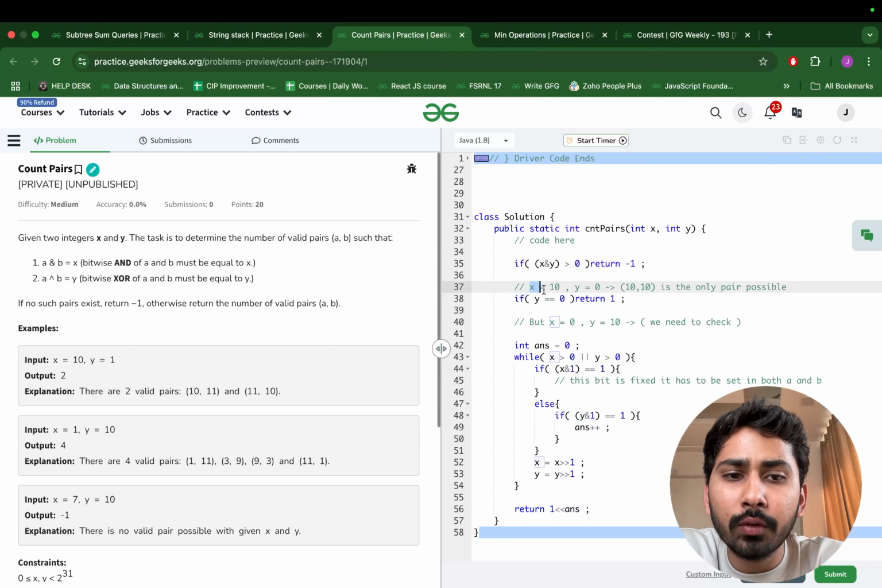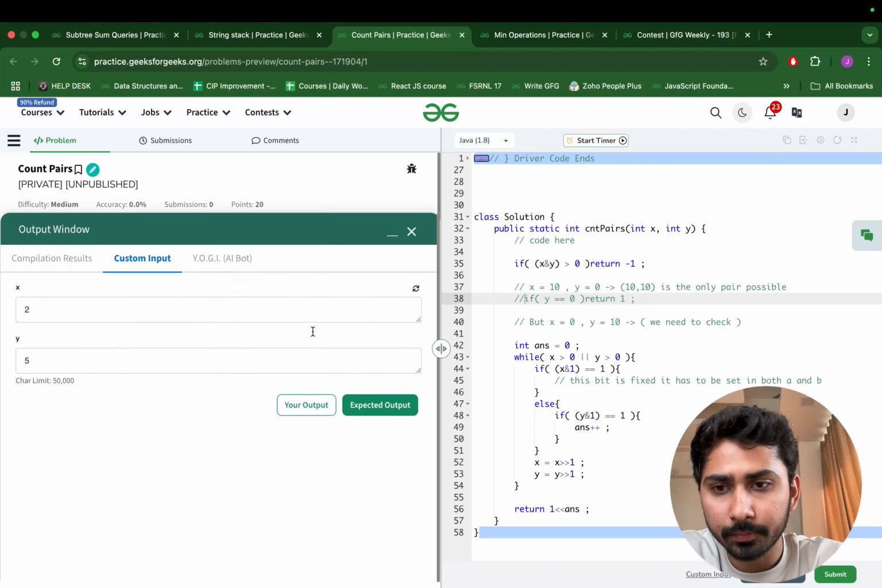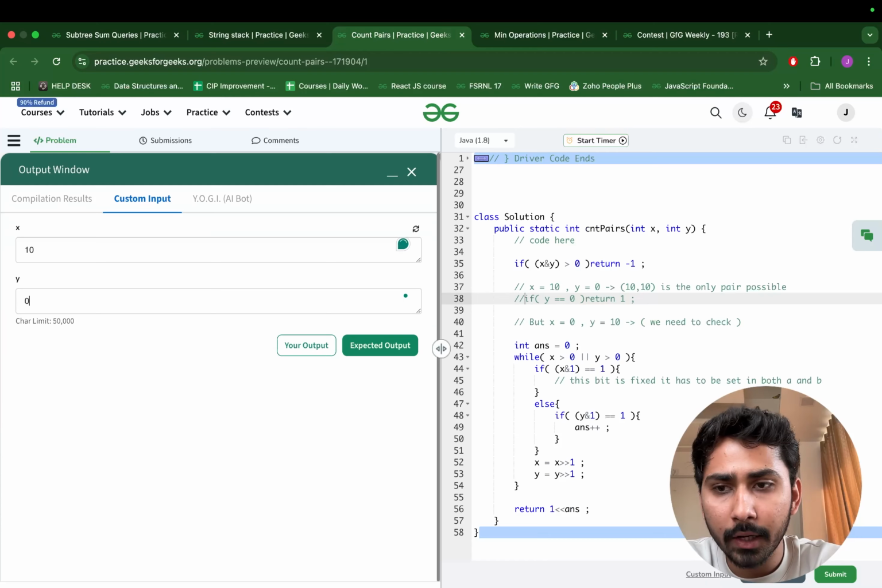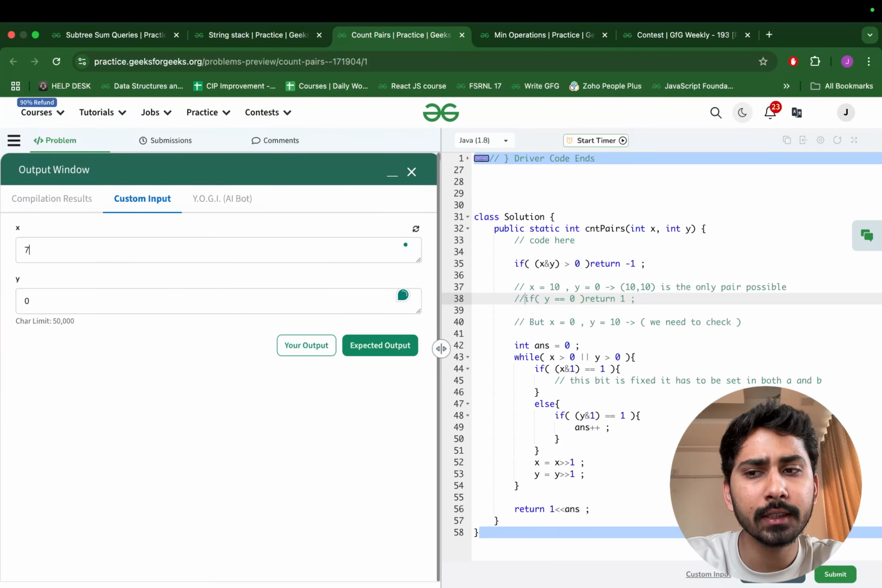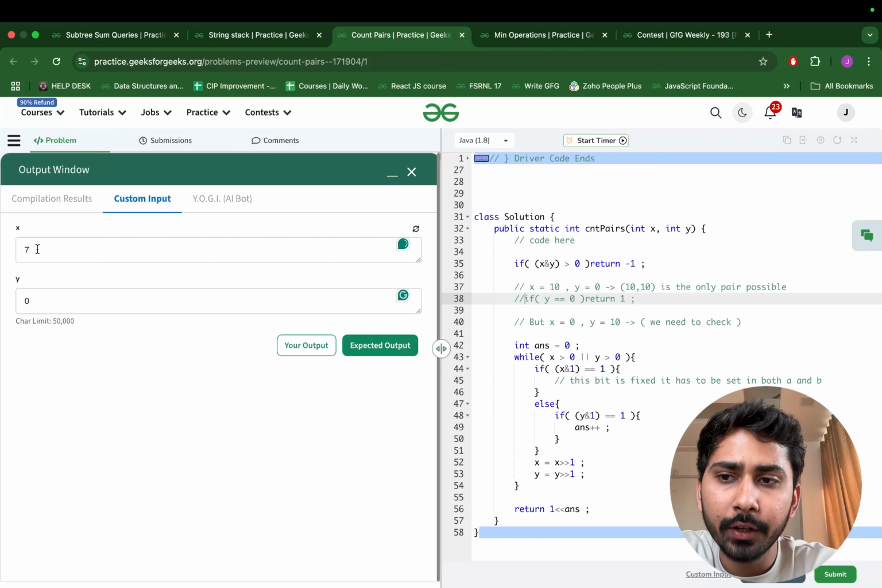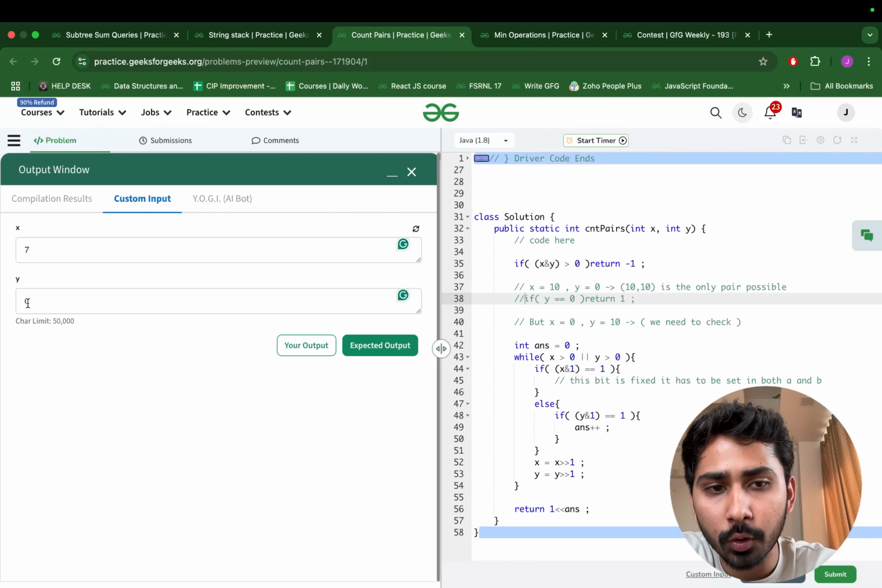Now let's imagine x equals 10 and y equals 0. So in this case, what will be the output? Let's say not 10 but 7. All bits will be set in x. So it is saying that all bits are set. 3 bits are there in 7 and all bits are set. That means a and b will be having all these 3 bits set. And y is equivalent to 0.